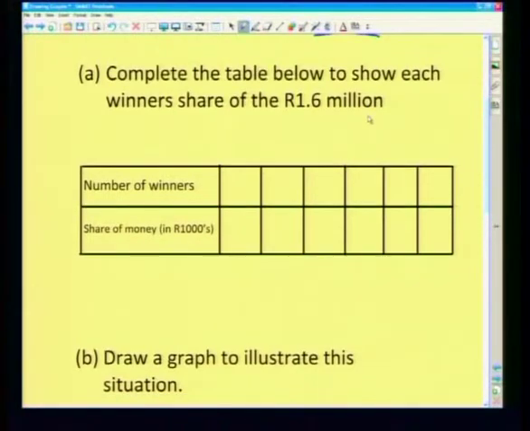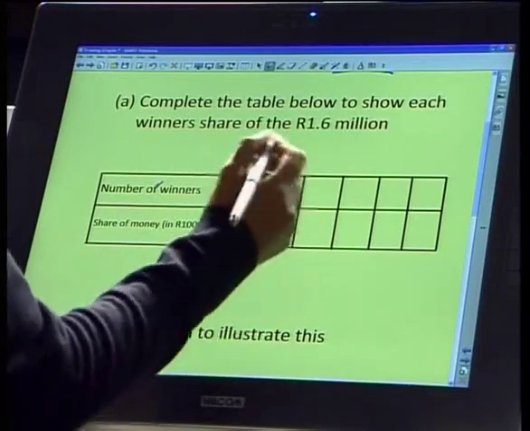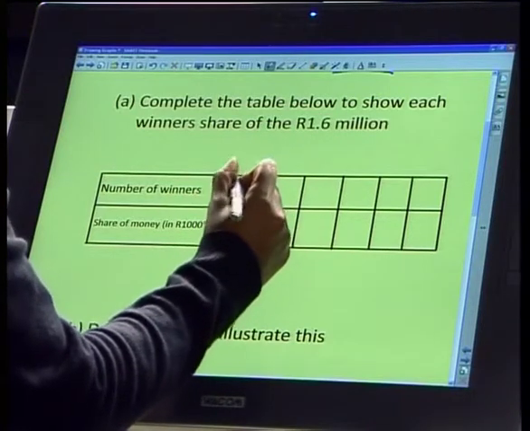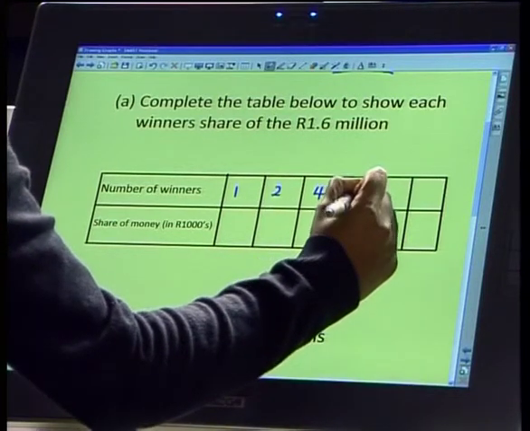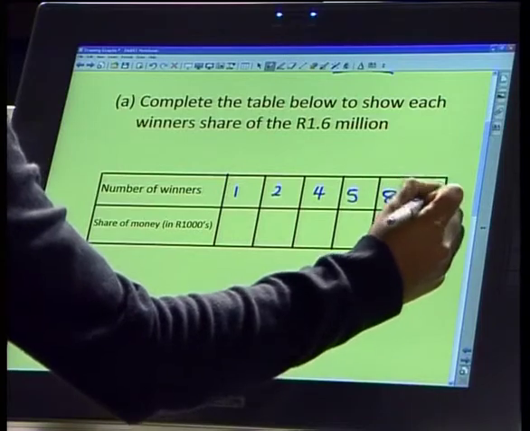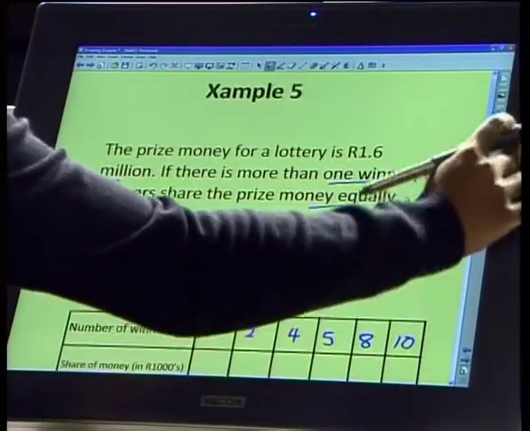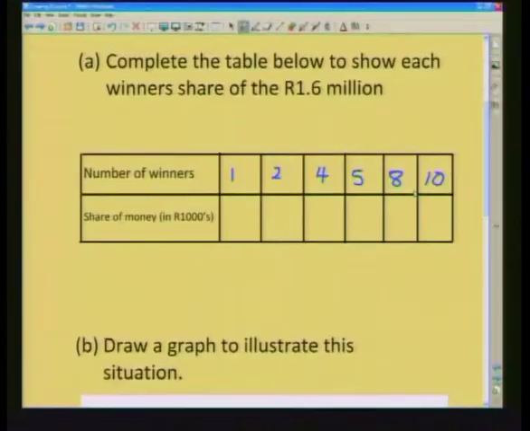The first part of this question wants us to complete the table and show what each winner will get as a share of 1.6 million rand. So they've set up the table for us, but they haven't filled in any figures. We can choose really any values we want for the number of winners. I'm going to use 1, 2, 4, 5, 8, and 10. As nothing's filled in, you have your own choice here. So I've chosen 1 winner, 2 winners, all the way up to 10 winners, and we want to know what share of money they are getting in 1,000s.